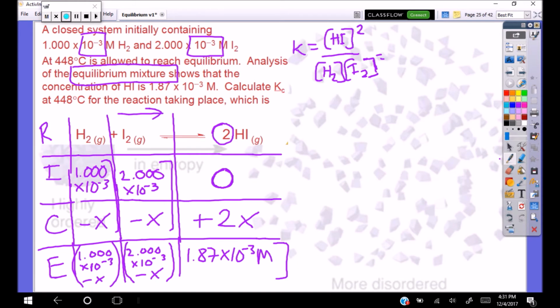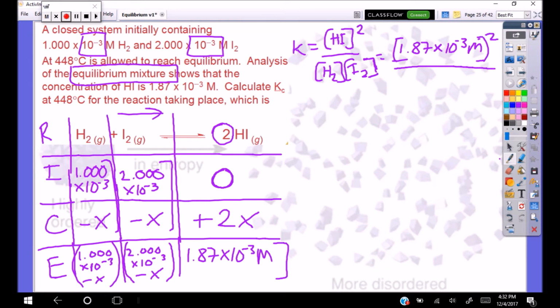Now we know our equilibrium concentration for the top, 1.87 times 10 to the negative third molar, and that is what we are going to square. So this squared. Now the tricky part is figuring out what to do with these x's that we have for our reactant equilibrium concentrations.